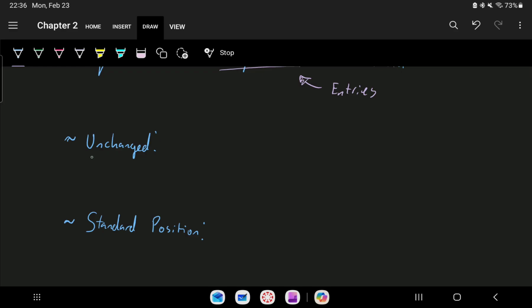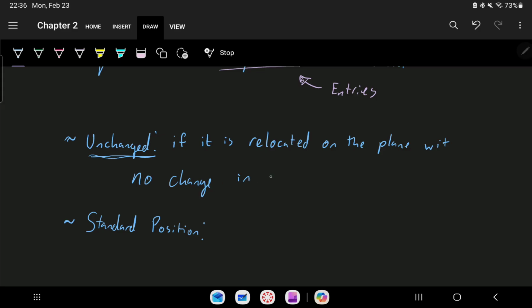So basically we can say that a vector is unchanged if it is relocated on the plane with no change in magnitude or direction.